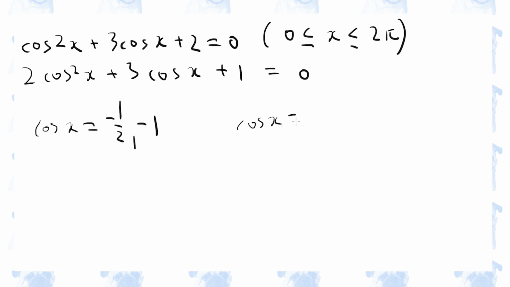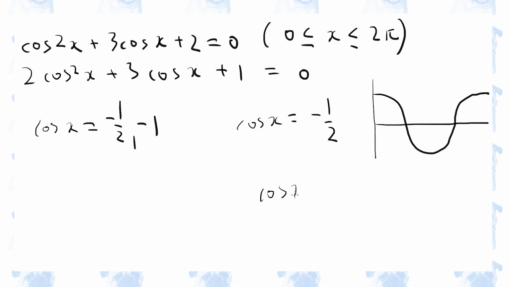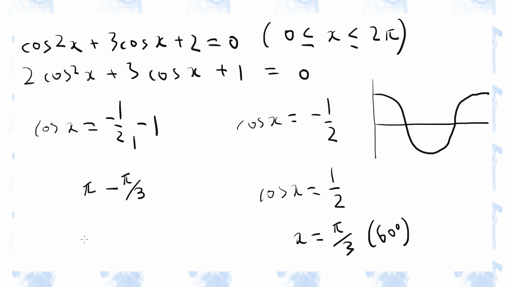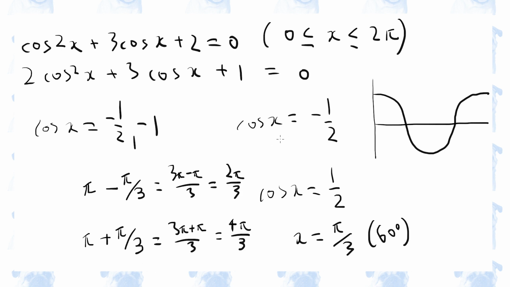When cosine x is minus 1/2, remember the graph of cosine. Cosine x is positive 1/2 when x is pi over 3 or 60 degrees. So we basically have to consider pi minus pi over 3 and pi plus pi over 3. So cosine x is equal to minus 1/2 when x is either 2 pi over 3 or 4 pi over 3.